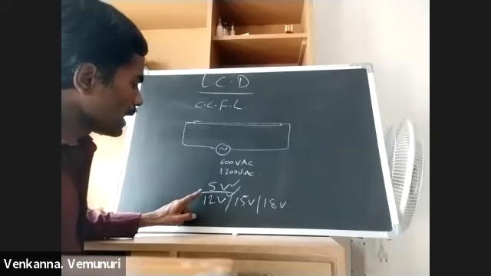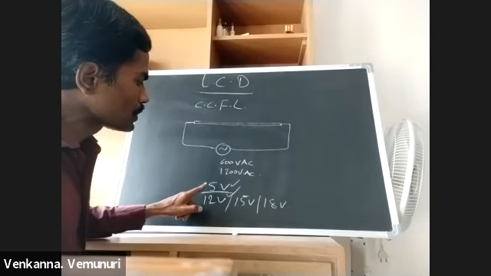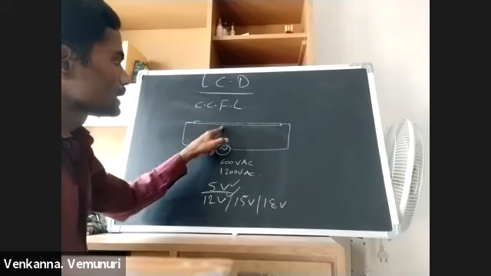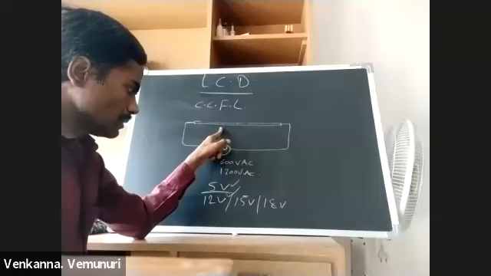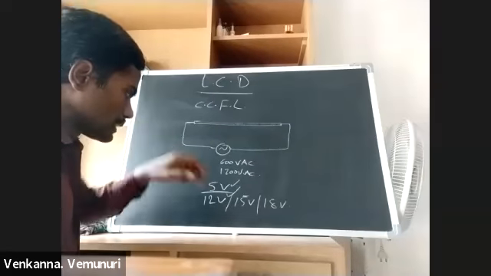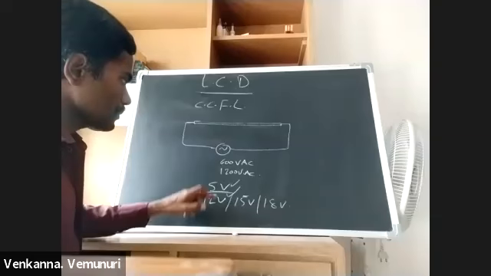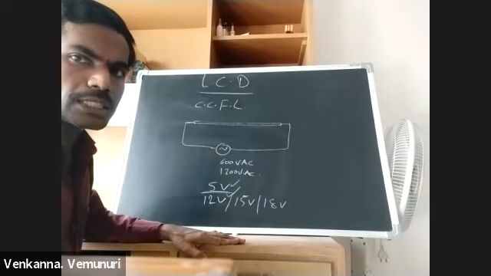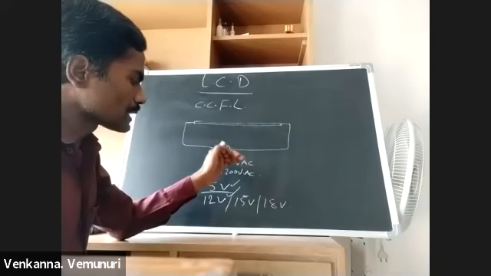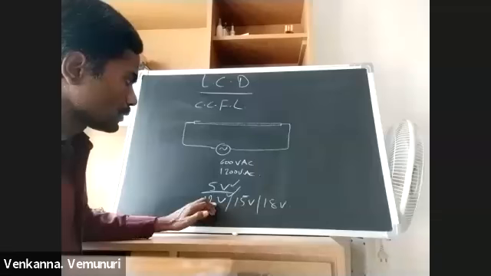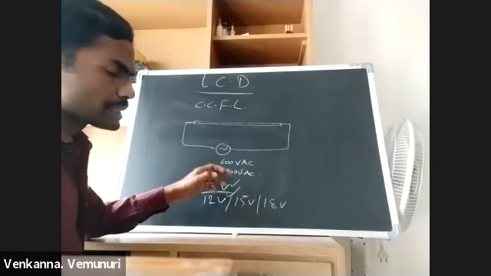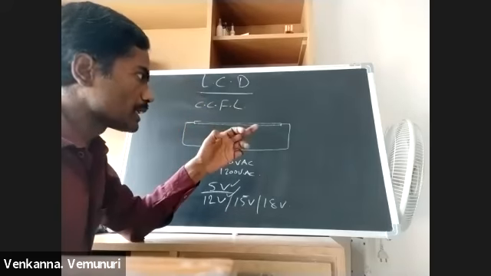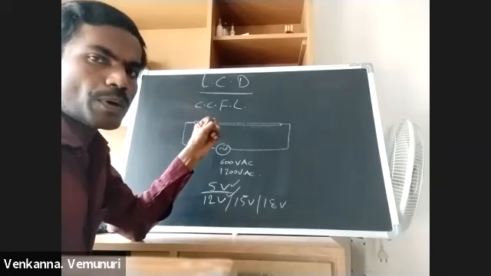But here the SMPS output voltage is 5 volts or 12 volts. With this 12 volts DC, the CCFL lamp does not work. So we convert this 12 volts DC to 1200 volts AC, and for that purpose we use the inverter section. This inverter section converts 12 volts DC to 1200 volts AC. For that purpose it consumes more power. That is the reason an LCD monitor consumes more power compared to an LED monitor.